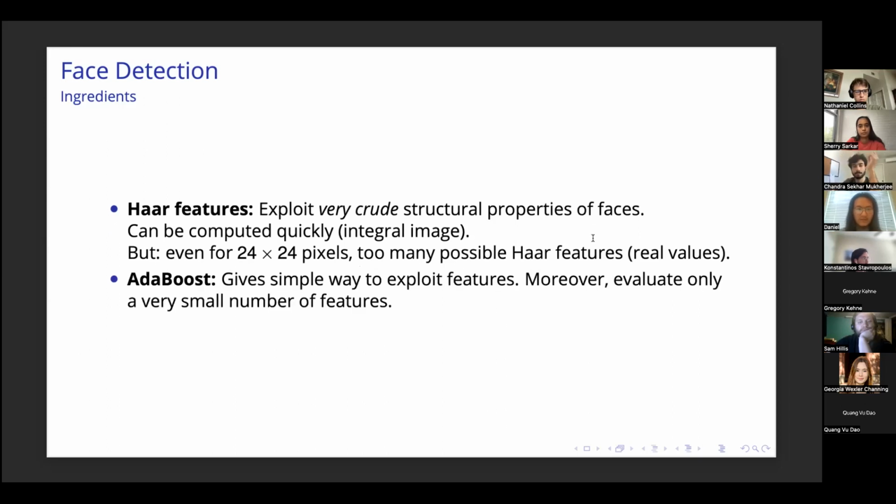And the AdaBoost algorithm does exactly that. It finds the important features, and also a very simple way to combine them.